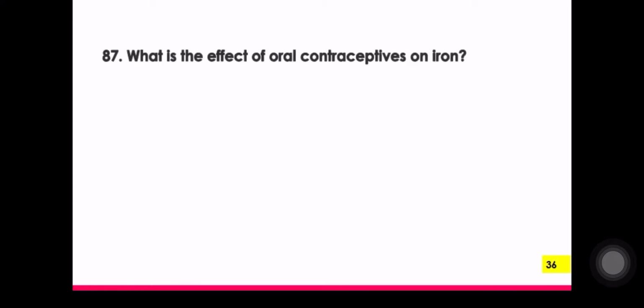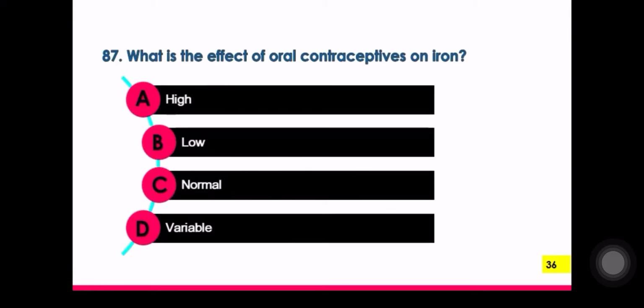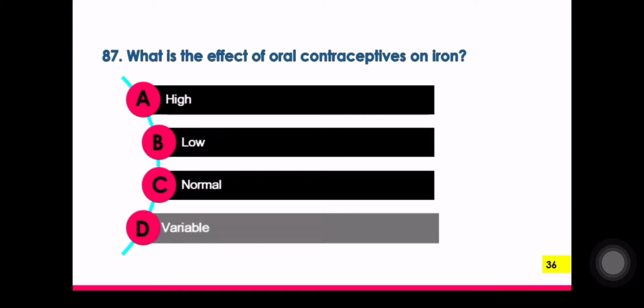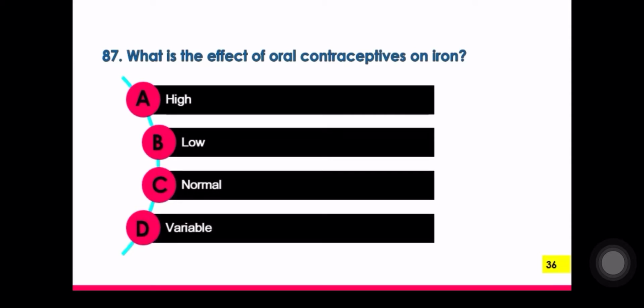Okay, next, for number 87, what is the effect of oral contraceptives on iron po? Is it letter A, high, letter B, low, letter C po, normal, or letter D, variable? Okay, for number 87 po, correct answer is letter A. Remember po that high values of iron may elevate also TIBC po.